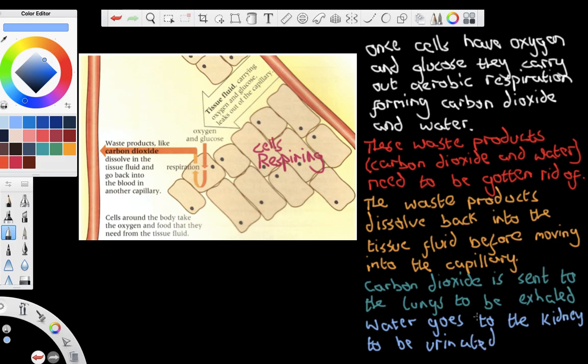An important point here is that it's the blood that carries both these substances. So we can just put a little thing there and say that the blood carries these to the lungs / kidneys.